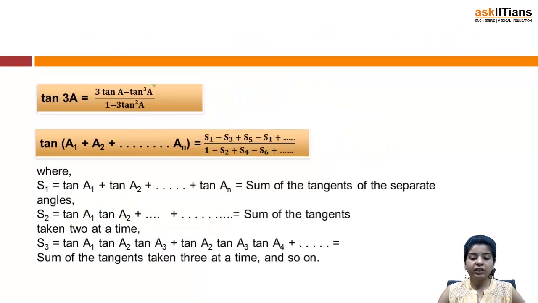Then we have tan 3a is (3 tan a minus tan cube a) by (1 minus 3 tan square a). Okay, so we have tan(a1 plus a2 plus and so on an) is equal to (s1 minus s3 plus s5 minus and so on) upon (1 minus s2 plus s4 minus s6 plus and so on), where s1 is tan a1 plus tan a2 plus tan an, that is sum of the tangents of separate angles. So s1 means we are taking it one at a time, then s2 means sum of products of tangents taken 2 at a time, and s3 means taken 3 at a time, and so on.